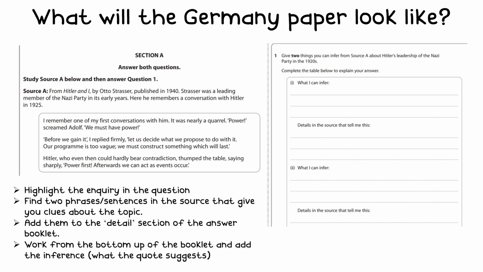Hello, Year 10. I just want to give you some last minute top tips before your paper 2 for history, which is your Germany paper. So what you have in front of you is a copy of what the Germany paper will look like, the section A. So in section A, there are two questions. The first question is an inference question, and the second question is an explain why.